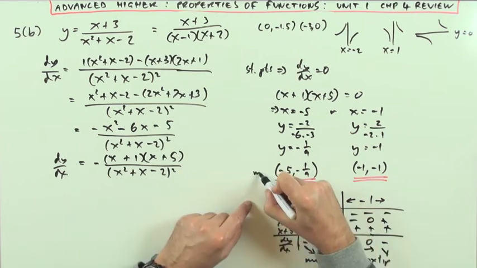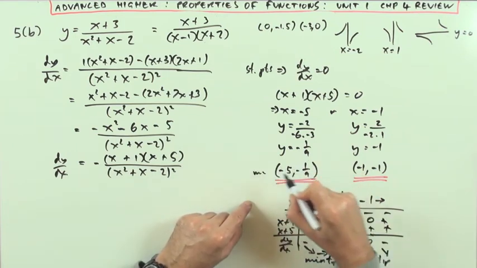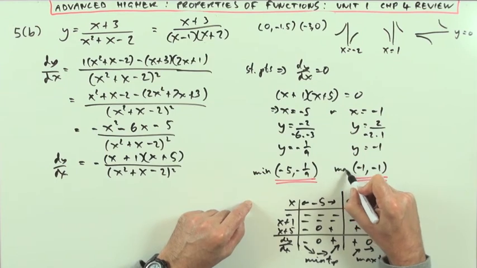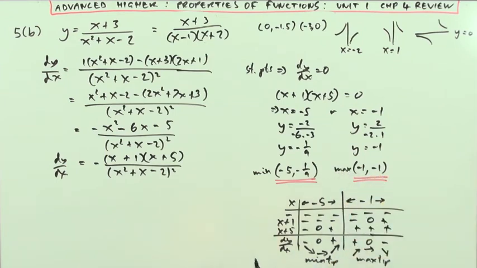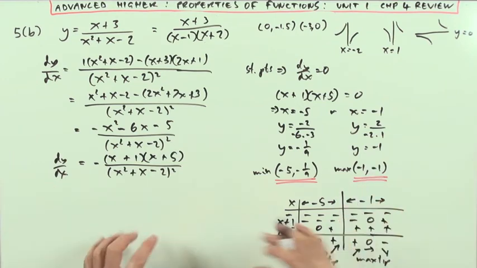So maybe we could just put that in there. I've got a minimum at that and a maximum at that. And that's probably sufficient information now to draw the graph. There's no point working at the second derivative to find any lurking non-horizontal points of inflection. So, the sketch of it.